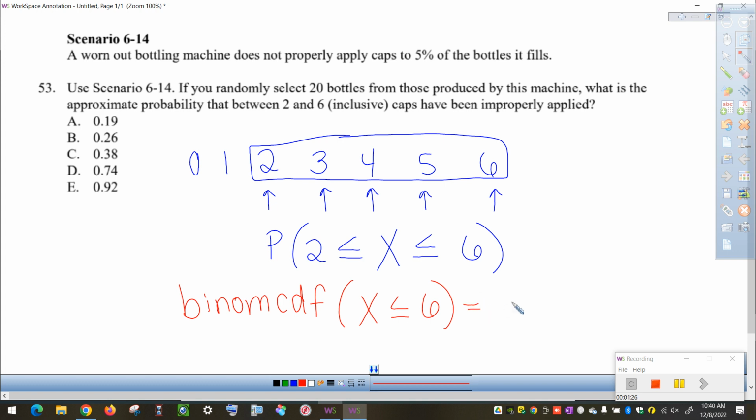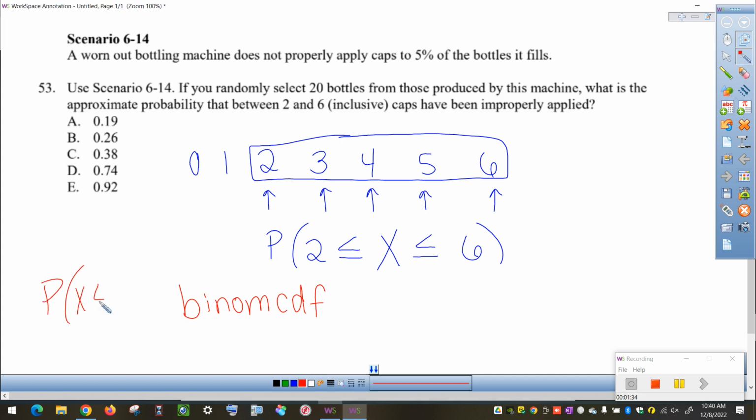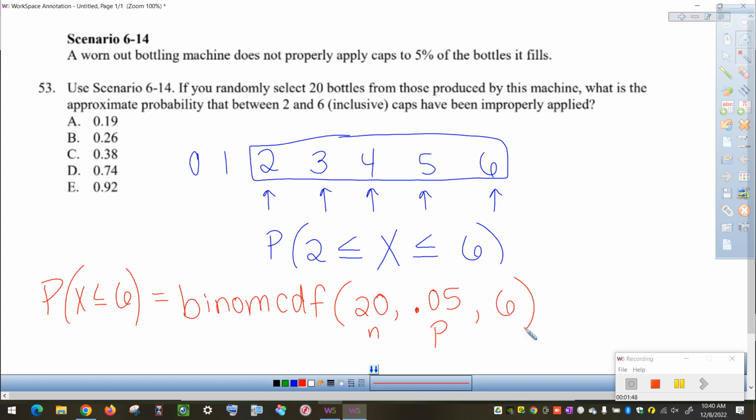So the probability that X is less than or equal to 6 would be binomial CDF out of the 20, so that's N. Probability of success means that it is not properly applied, so that's 0.05. And our last input there is going to be 6. So that gives us this answer here.